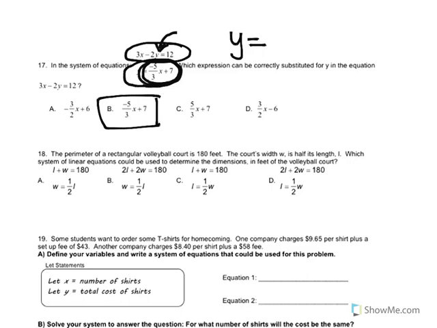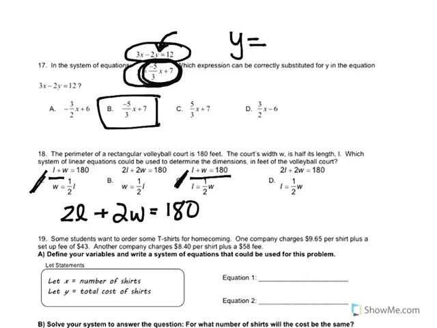Okay, the perimeter of a rectangular volleyball court is 180 feet. The court's width, W, is half of its length. Which system of linear equations could be used to determine the dimensions of the volleyball court? So remember, for perimeter questions, we're always going to start with 2 lengths plus 2 widths equals the perimeter. So we know that 2L plus 2W needs to equal 180. So we can cross out letter A because it only has 1 L. And same with letter C. It only has 1 L and 1 W. So we know that's not right.